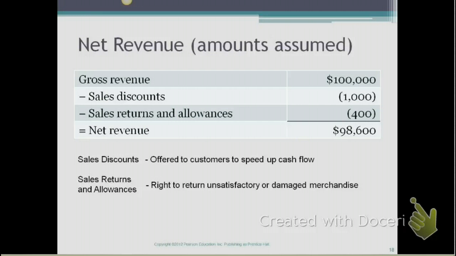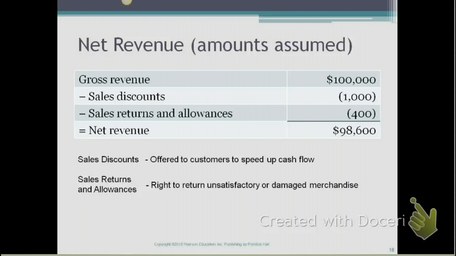When companies are reporting their financial statements, their income statement will typically report net revenue. Net revenue is gross revenue, which is your total revenue, minus any sales discounts that you gave to customers, minus any sales returns and allowances.